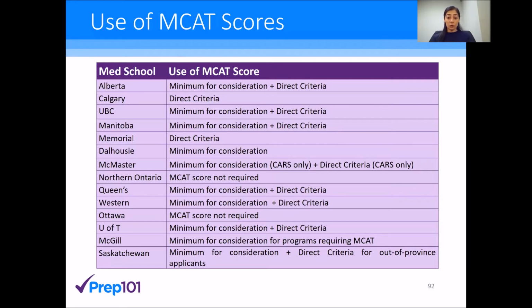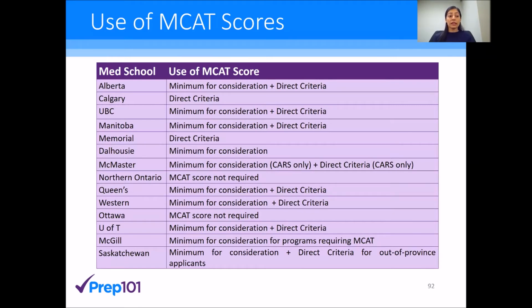Now, the second way that medical schools are going to use your score is to see if they want to give you an interview, or after your interview, if they are going to offer you a position at their school. Now, in this second round of them viewing your MCAT score, it's not so much a minimum for consideration. It's not so much the cutoff that they're viewing. This is more direct criteria.